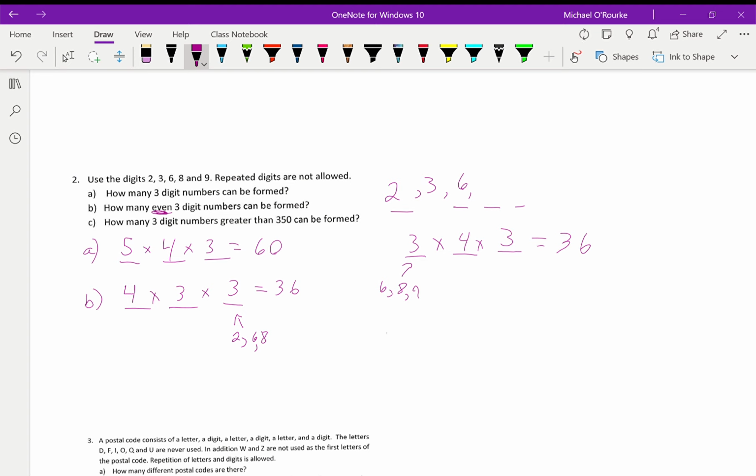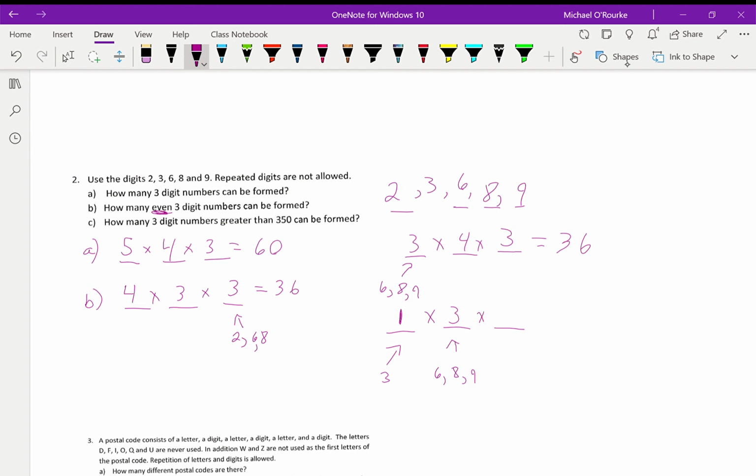The other option is if we put three there, because we could have a number bigger than 350. Now we could start with a 300, but the key aspect is, what number must go there to be bigger than 350? Well, it has to be a 6, 8, or 9, since I can't put a 2 or 3 there because it'd be 320 or 330. So we have three options there. Oops, there's not three options. There's only one option there, since it's only putting a 3 there.